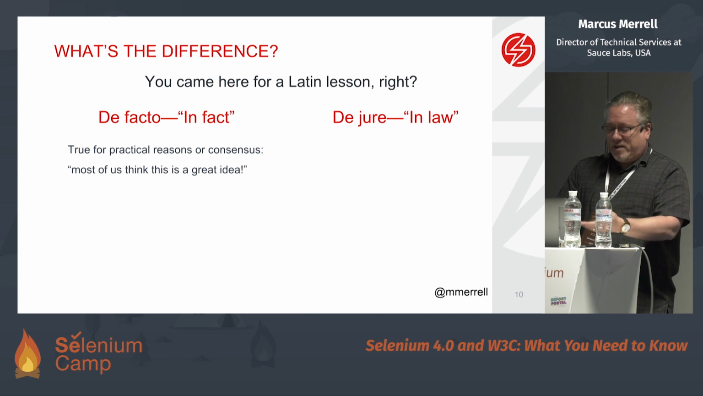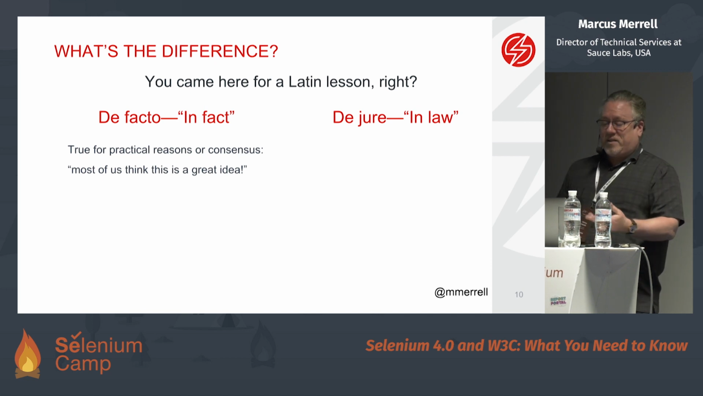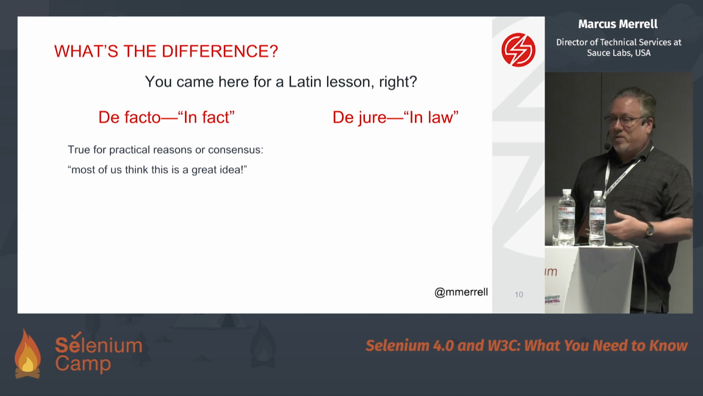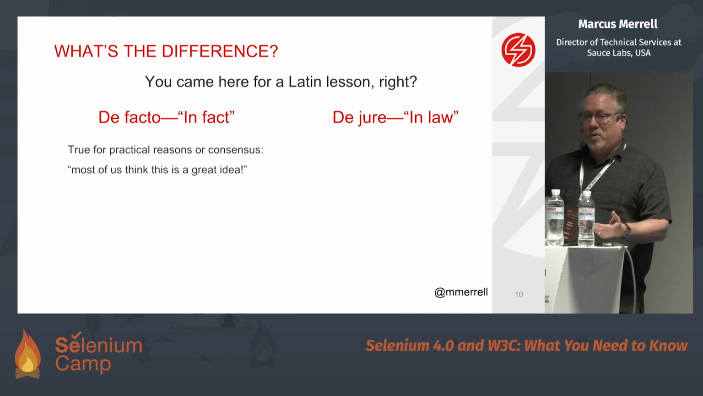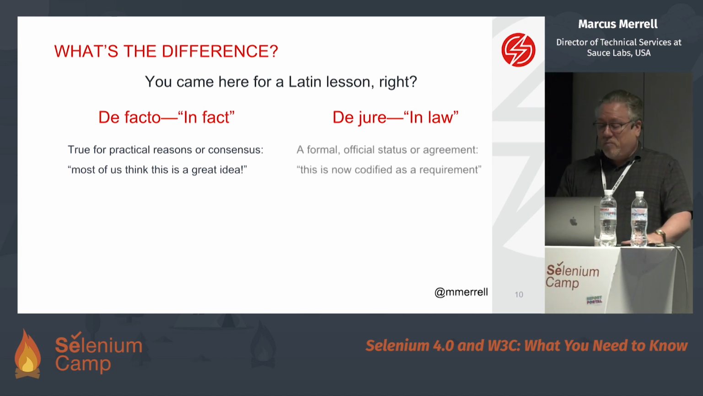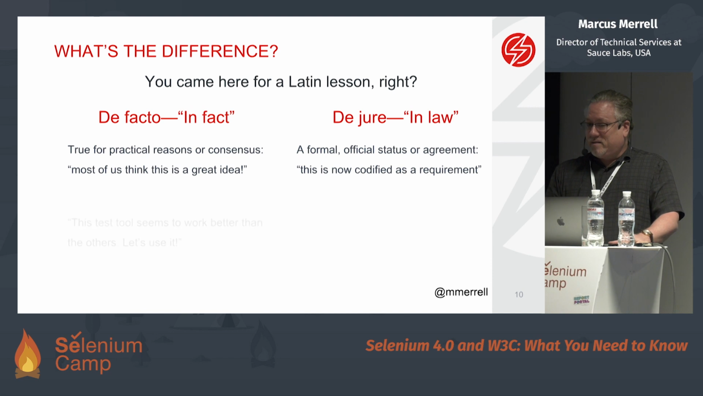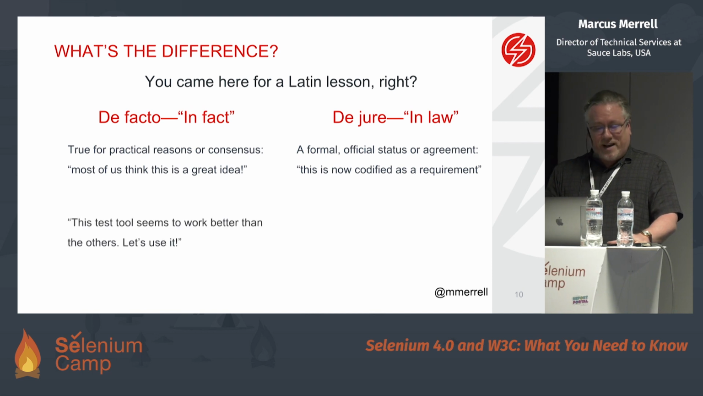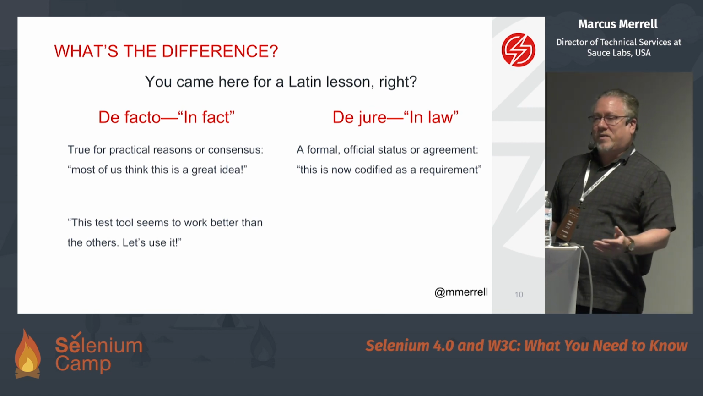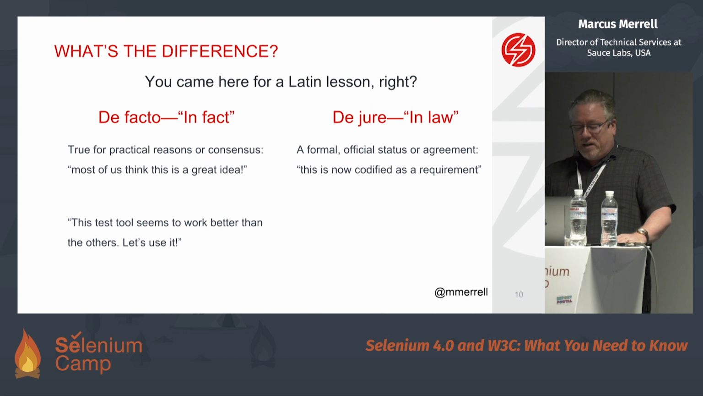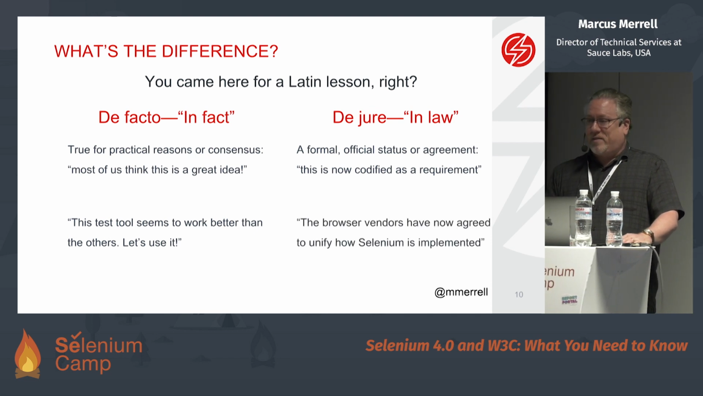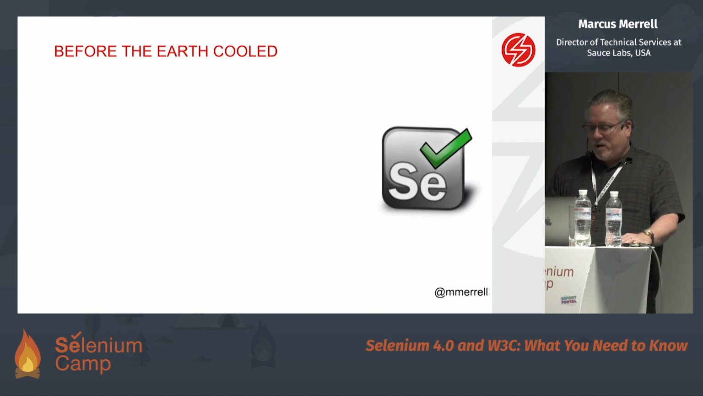So the difference is that if it's a de facto standard, it's true for consensus. We all agree. Most of us think this is a good idea. But when it becomes a standard, it's an agreement. There's legal issues tied to this now. What we had before was a situation where the tool seemed to work better than the others, so let's agree to use it. What we have now is the browser vendors have now agreed and committed resources to maintaining this language that we all use.